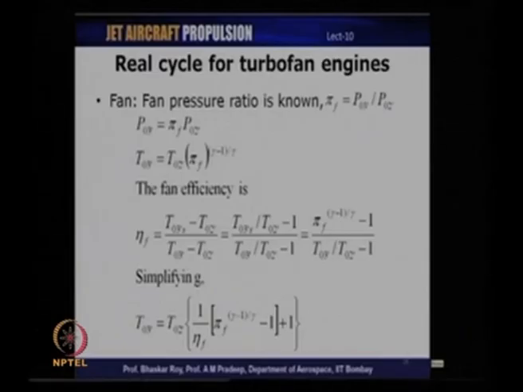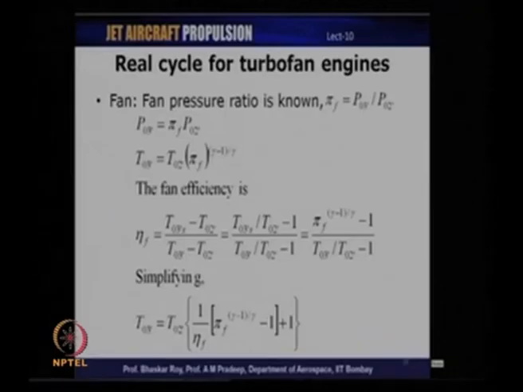the fan pressure ratio, like the compressor pressure ratio, is yet another design parameter. So, pi f, which is the fan pressure ratio, is equal to P03 prime divided by P02 prime. So, P03 prime is equal to pi f, which is the fan pressure ratio, multiplied by P02 prime, and the temperature ratio T03 prime we will now calculate based on the efficiency.